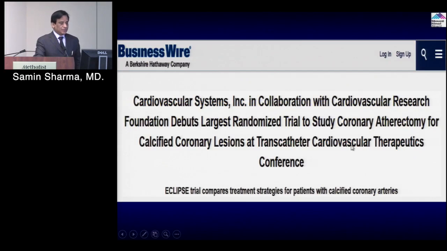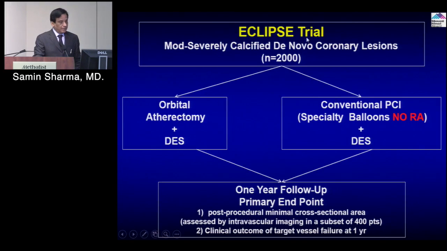So now, to answer this question in a real way, CSI has been gutsy enough to partner to announce a trial of orbital atherectomy called the Eclipse trial. This will be the first trial to show the efficacy of plaque modification in moderate to severe calcific lesions in 2000 patients, clinical endpoint driven, half getting orbital atherectomy and DES, the other half complex conventional PCI. You can use a specialty balloon, but no rotational atherectomy, and DES, with 1 year follow-up for the primary endpoints.